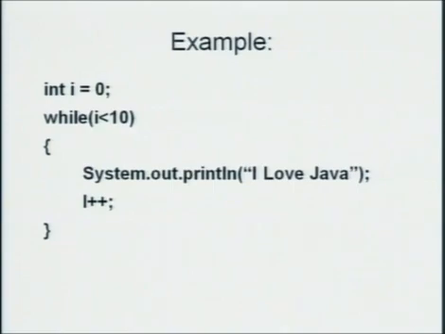So 10 times this particular loop will be executed. At the end, when the value of i becomes 10, the condition will become false and your loop will be terminated. So 10 times, the statement given in System.out.println, that is I love Java, will be printed onto the screen. This is how the while loop performs the operations.